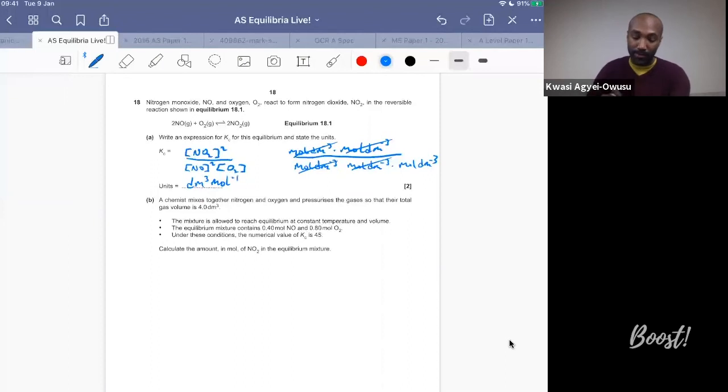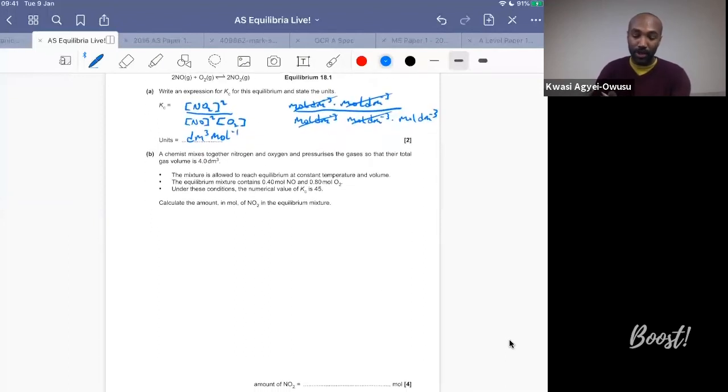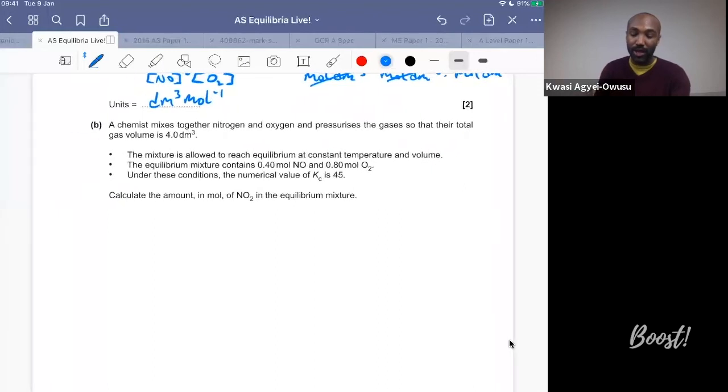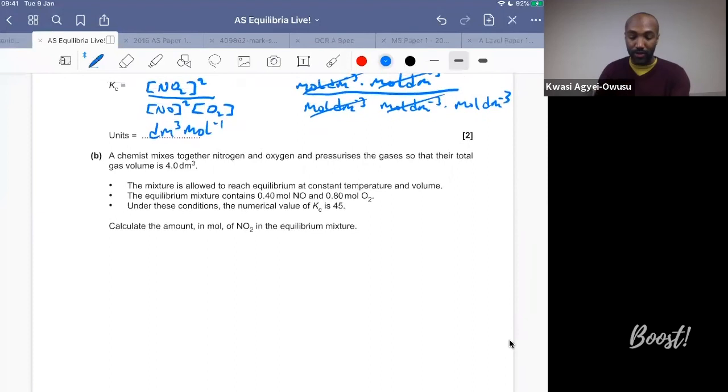And if we quickly move on to the calculation, we're told that the chemist mixes together nitrogen and oxygen and pressurizes the gases so that the total gas volume is 4 decimeters cubed. The mixture is allowed to reach equilibrium at constant temperature and volume. The equilibrium mixture contains 0.4 moles of nitrogen monoxide and 0.8 moles of oxygen. Under these conditions, the numerical value of Kc is 45. Calculate the amount in moles of NO2 in the equilibrium mixture. Okay, so we want moles of NO2 in the equilibrium mixture.